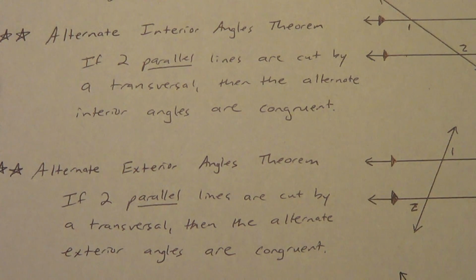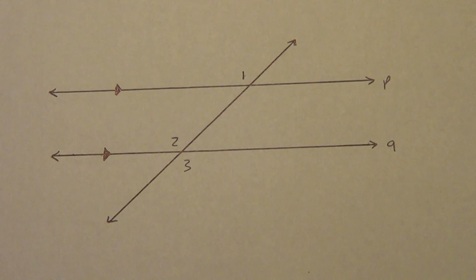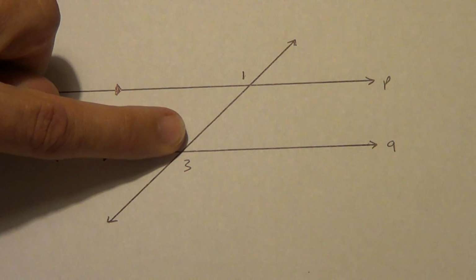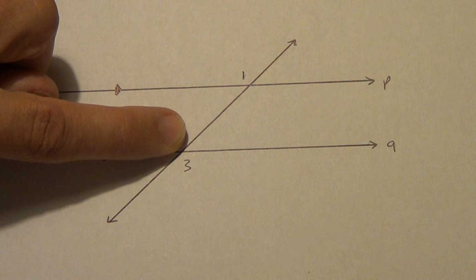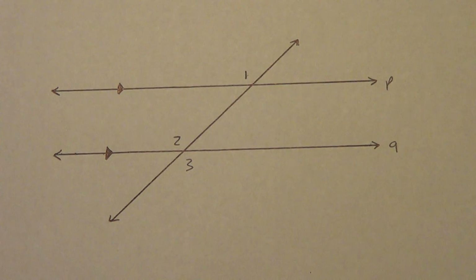All right, remember, if you ever need to pause it because I'm moving too fast, just pause it or rewind it or whatever. All right, here we go. There's my picture. We're really dealing with 1 and 3 this time. Okay, last time we were dealing with 2 and 3. But 1 and 3 are my alternate exterior angles, but you're going to need 2 to help you along.